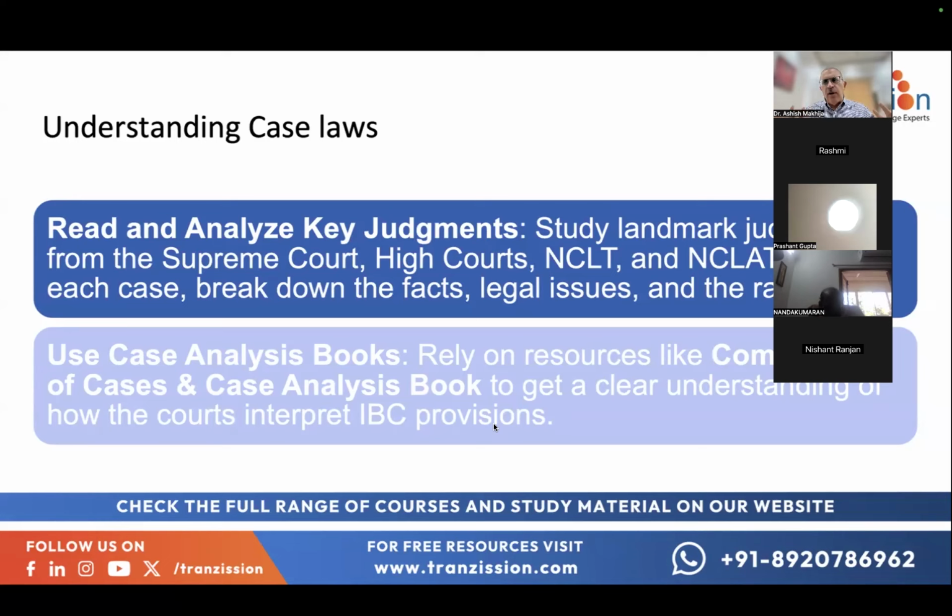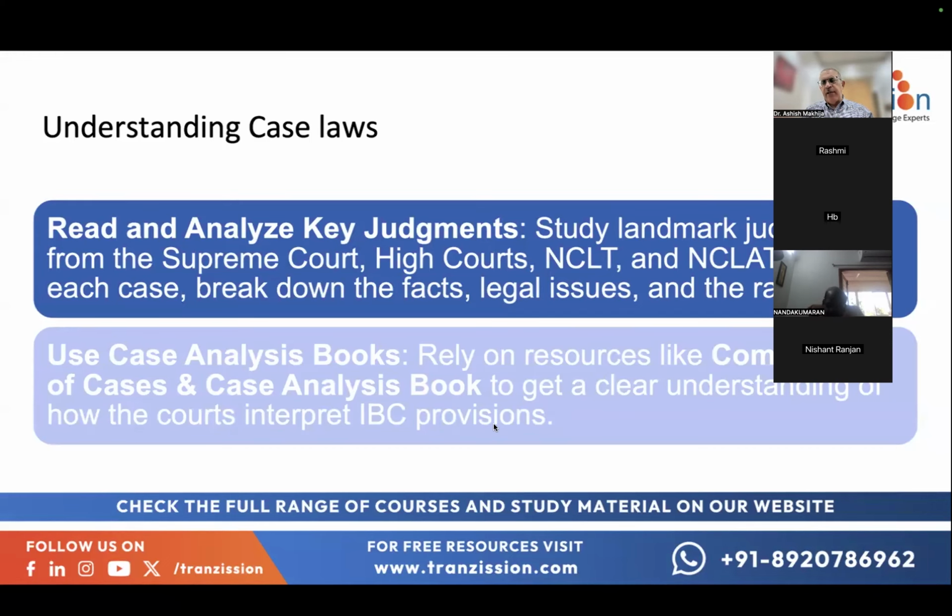6,000 pages you cannot read, my dear friends. 3,000 pages, 5,000 pages, damn difficult. So there is one case analysis book also, which I have written, and it is going to be launched very soon on Transition. So what we have done in that is, for each case, we have divided the case into three parts. Very important understanding: facts, issues, and ratio. I call it FIR.